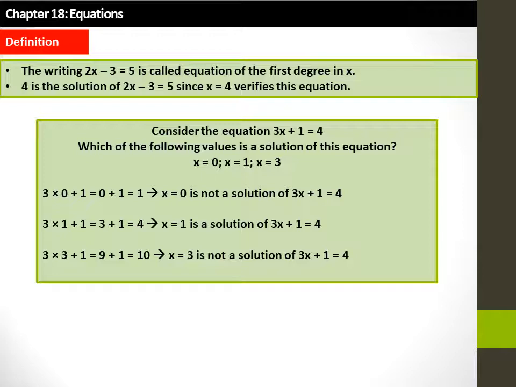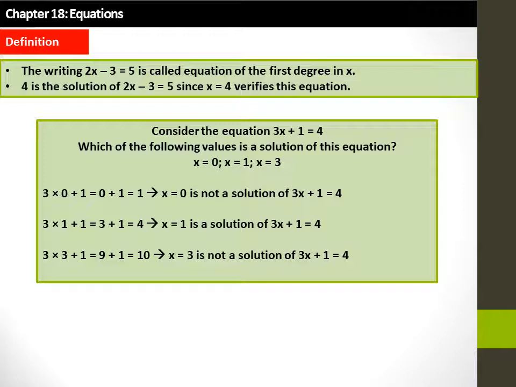Consider the equation 3x plus 1 equals 4. Which of the following values is a solution of this equation? X equals 0, x equals 1, or x equals 3? First, substitute 0 for x. 3 times 0 plus 1 equals 0 plus 1 equals 1. Therefore, x equals 0 is not a solution of 3x plus 1 equals 4.